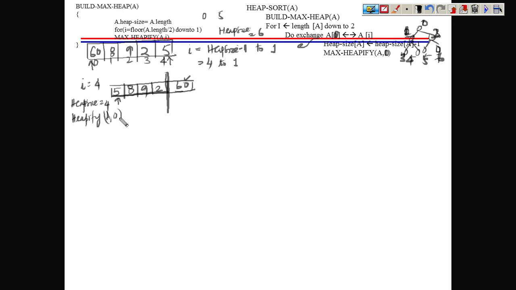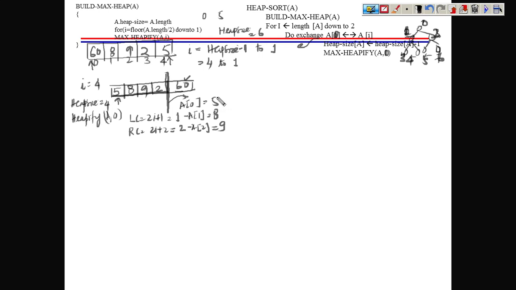So when your index is 0, then the left child will be 2i plus 1, that is index 1. So a of 1 is 8, and the right child will be 2i plus 2, that is index 2, that is a of 2. A of 2 is what? 9. And you are calling the Heapify at index 0. So a of 0 is what? 5.